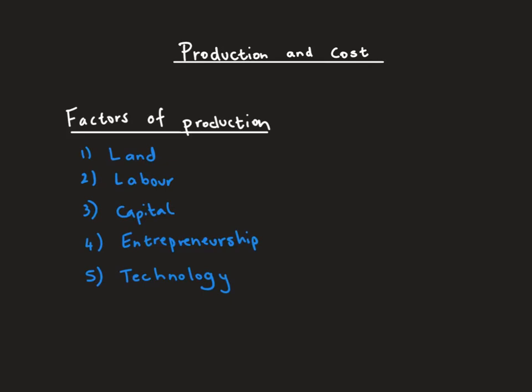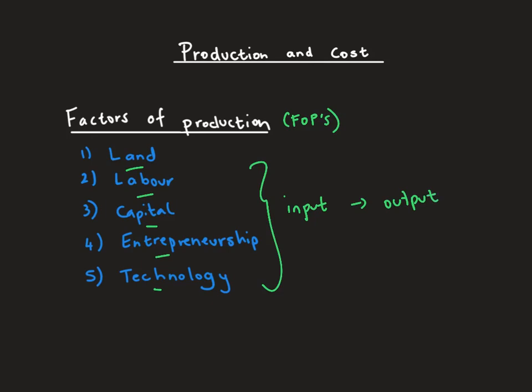Today we'll focus on production and cost. But before we get there, let's just do a quick recap on what we learned in the previous video on factors of production. I call these our FOPs, which was factors of production, and we had 5 of them. We had land, labor, capital, entrepreneurship, and technology. What these represented was our inputs. So whenever we combine a certain amount of inputs, we can create an output.